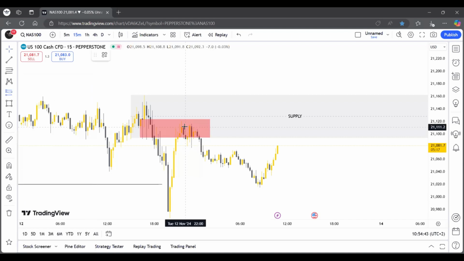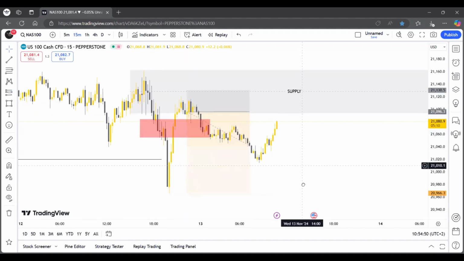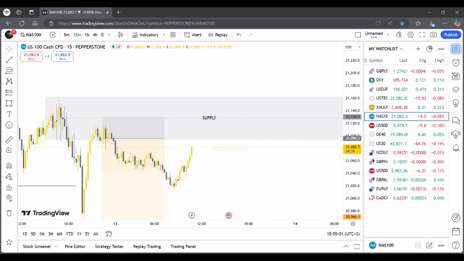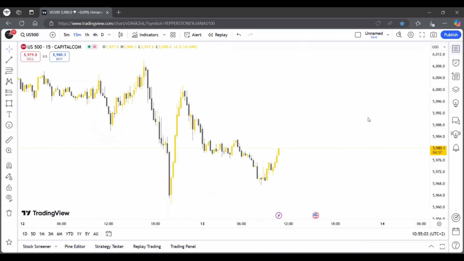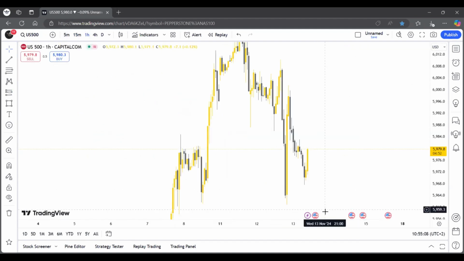So as soon as it reacted off that, that was my entry. And of course, we're still going on. I did emphasize stop loss and take profits, but this is more about making sure that you can get sniper entries in the markets. This was on Nasdaq. Let's go to US 500. It's a very similar situation that we had here. Again, I usually just go to the H1.